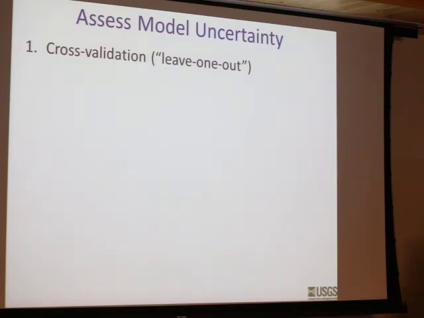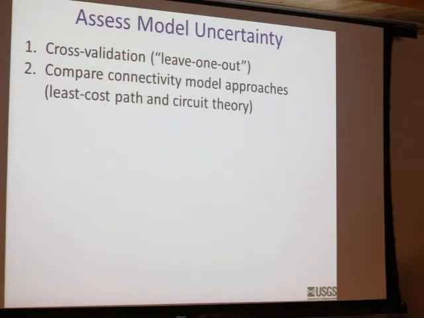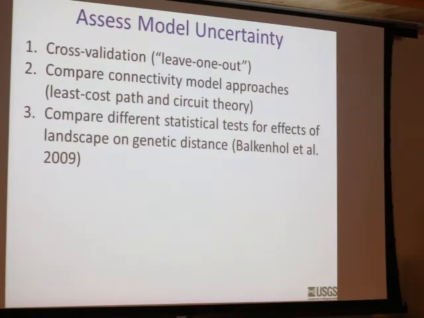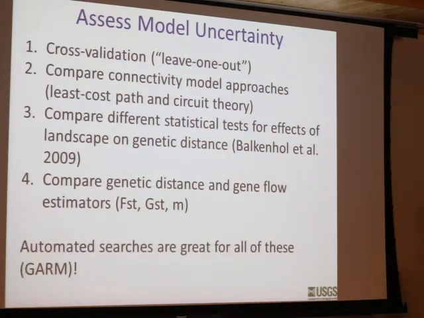So you might have to be creative, but you can do things like leaving one out, doing some sort of cross-validation, or leaving 20% of your data set out. You can do things to compare your assumptions about how animals perceive the landscape. Somebody was mentioning the circuit theory approach versus least cost path. Those are two different hypotheses about how animals perceive the landscape. You could look at different statistical tests. You can compare genetic distance and gene flow estimators, different types.